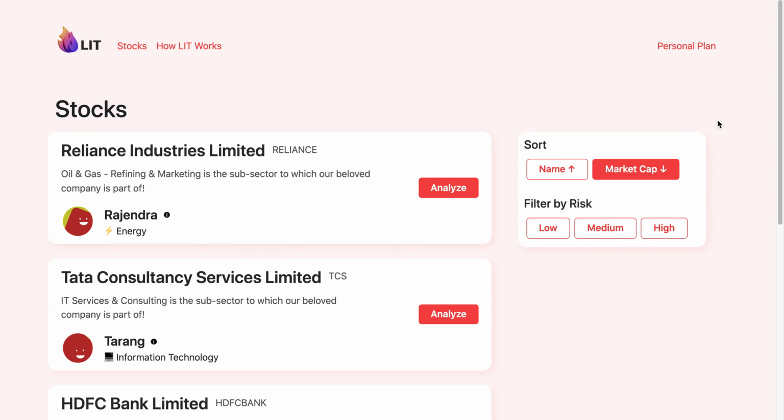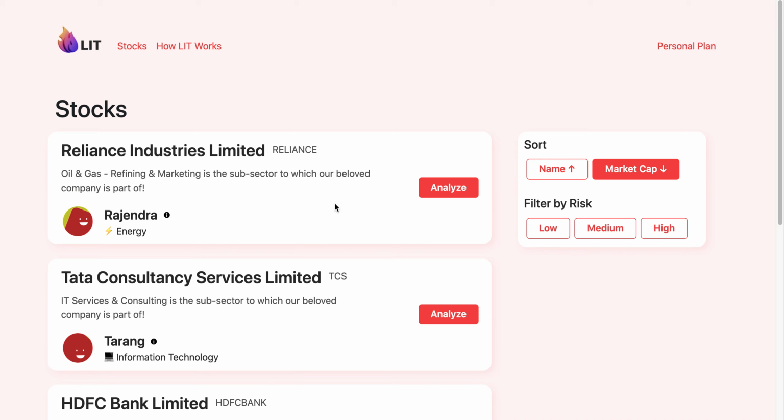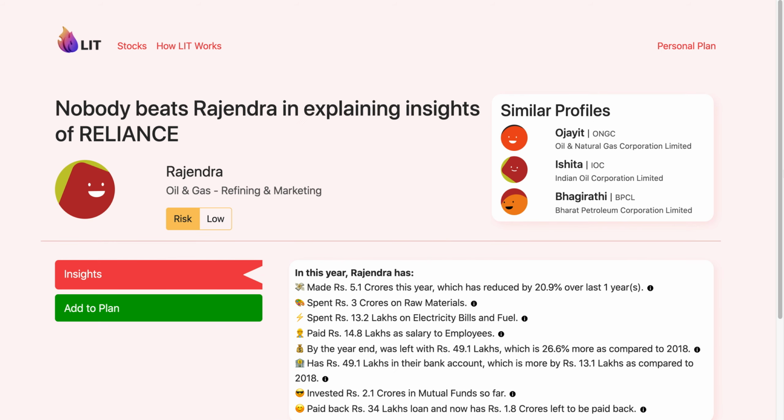Now moving on to the main part. We can see that Reliance is being replaced by the name Rajendra. Rajendra here represents the Reliance company and will show insights such that we can conclude whether Rajendra is a good candidate to trust or invest in. So let's move on to the profile of Reliance, or Rajendra, so that we can understand what exactly Lit does.